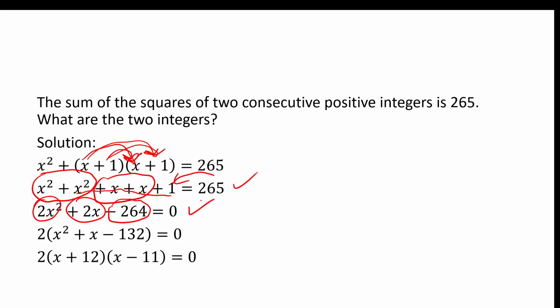Now, looking at that most recent line that I've marked up in red, we see we can common factor out a 2.